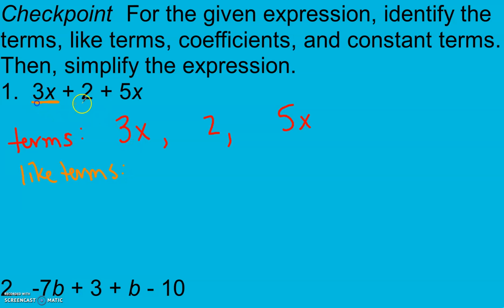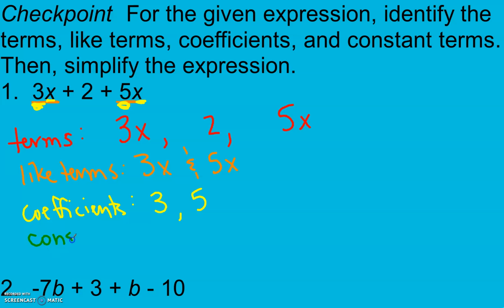I have an x in both of these, so 3x and 5x are my like terms. My coefficients are any of the numbers in front of my variables. So I have a variable here with my x. The 3 then is a coefficient. A variable here with my x. That 5 is a coefficient. So 3 and 5 are my coefficients.